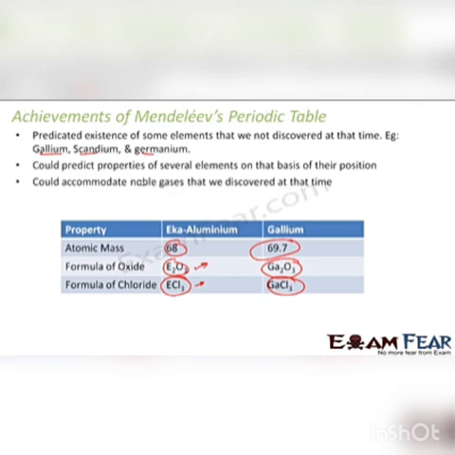Also, he could accommodate noble gases, because these gases were discovered only at that time. So once he was done with the table, after that the noble gases were discovered, but he was able to accommodate that. So his table was able to accommodate that. That was one good thing about his table.